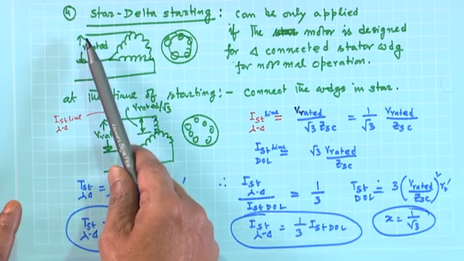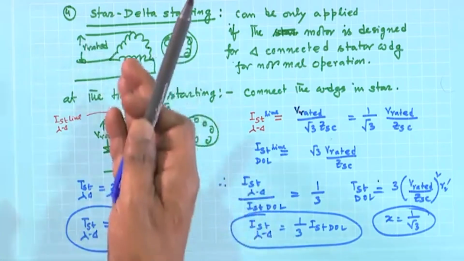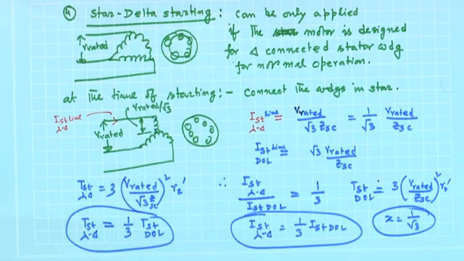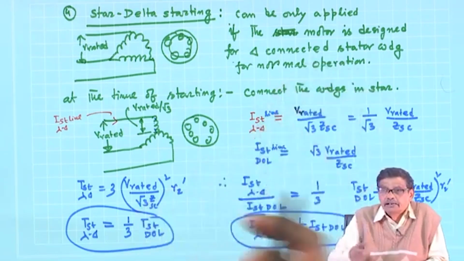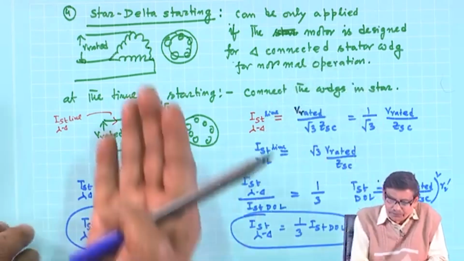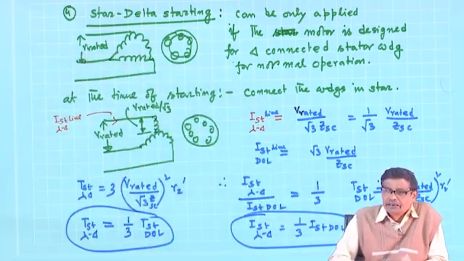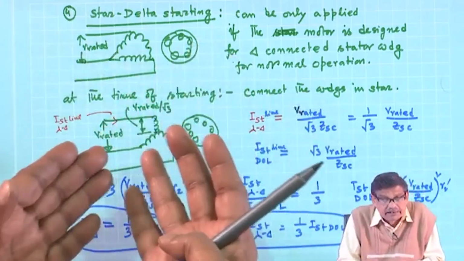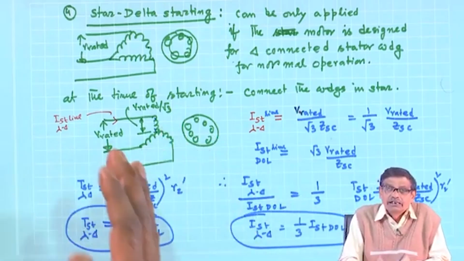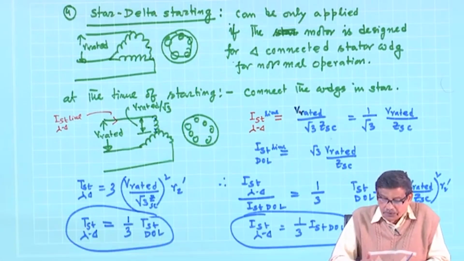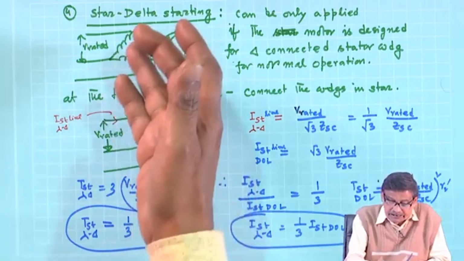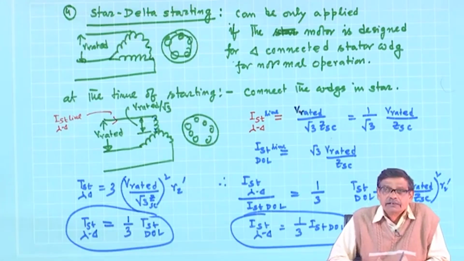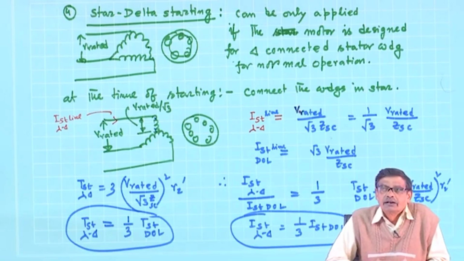That is, winding rated voltage is V rated, and as delta connected it will operate like that. And the second thing you will also ask for is that all the stator winding phase terminals must be available to you, because you connect it in star at the time of starting. Because your winding is designed for rated voltage, you have to do some switching, so that this star connected winding now becomes delta connected for its normal operation.